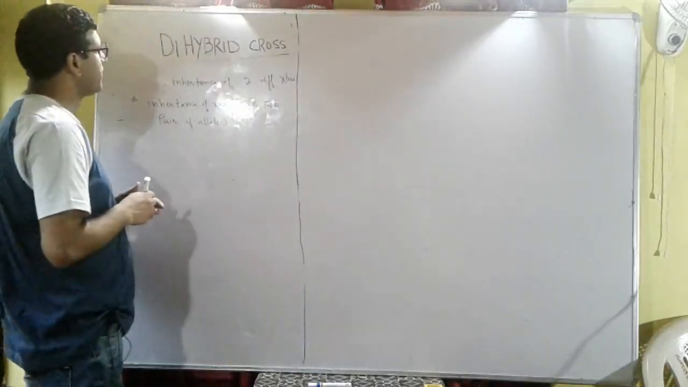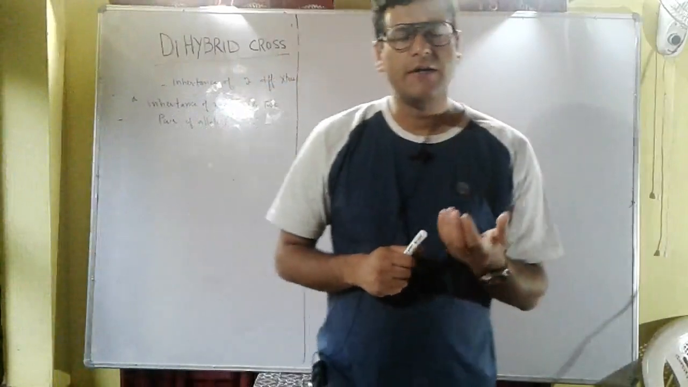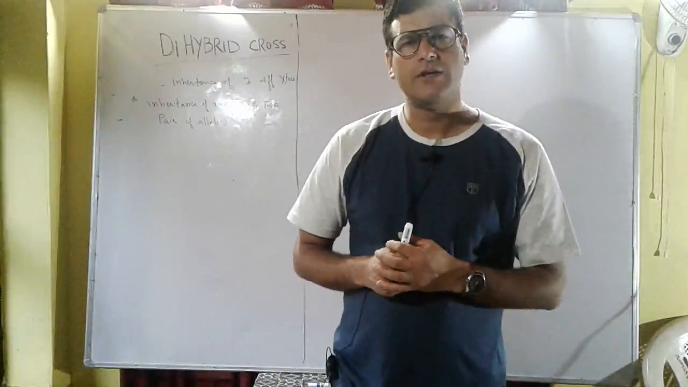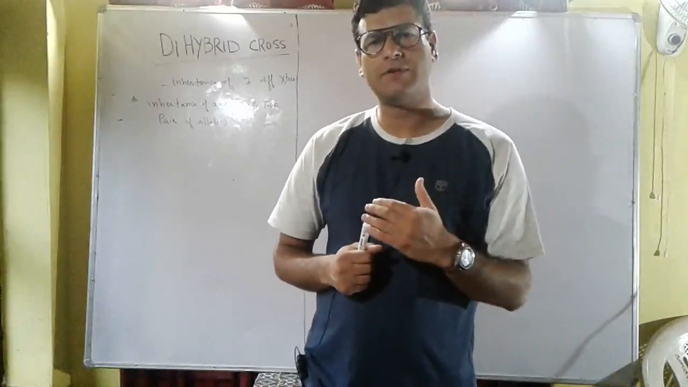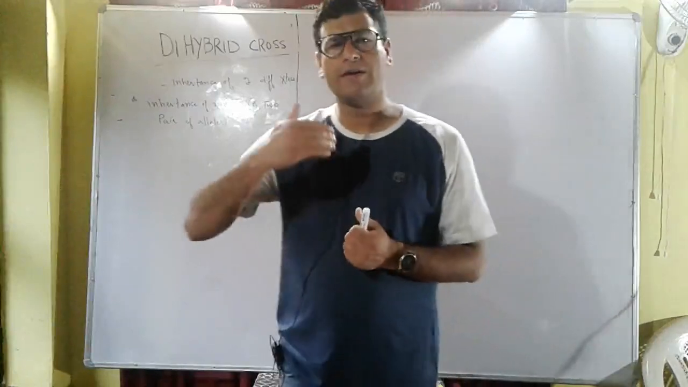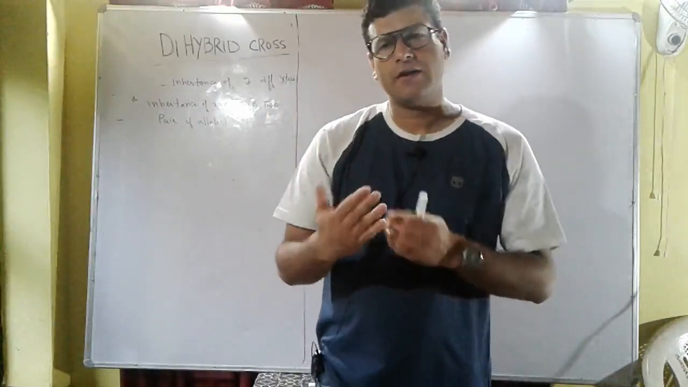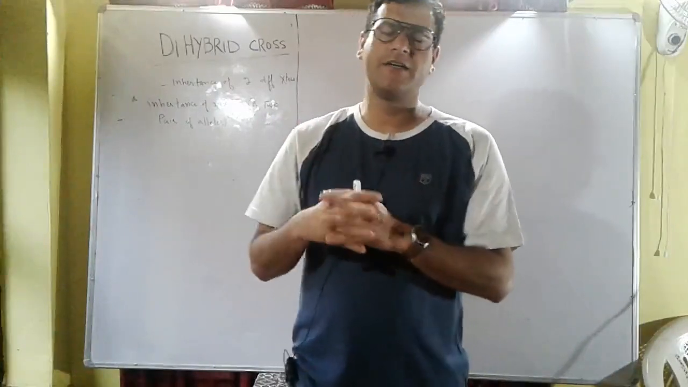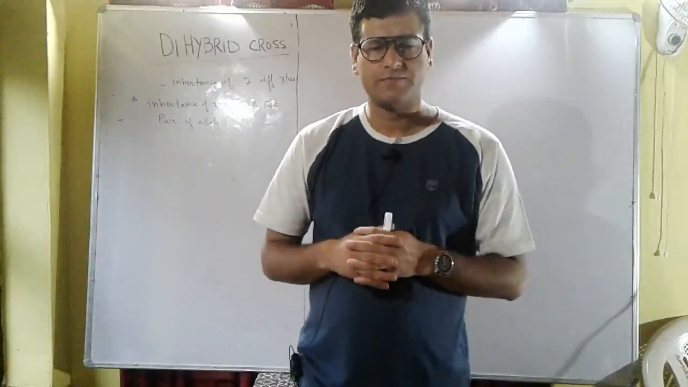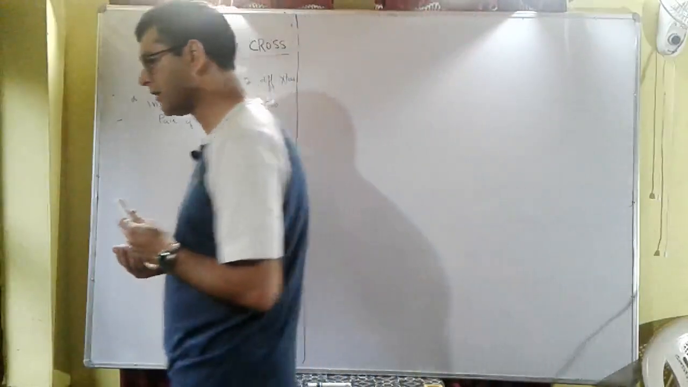Then what is the inference of this dihybrid cross? What is the result of this dihybrid cross? It says that inheritance of one character, inheritance of one gene, is independent of the inheritance of another gene or another character. That means one character will transmit from one generation to another in one way, while this character doesn't have any relation with the other character, which will transfer from one generation to another generation in the living organism.